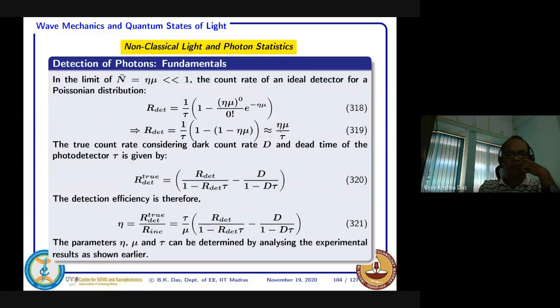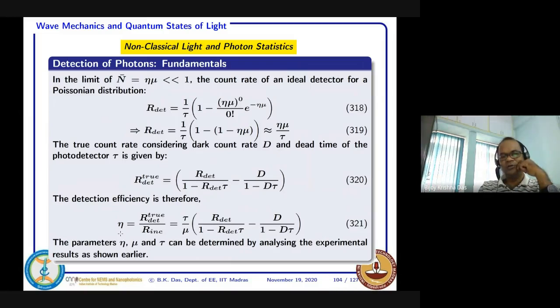This is the actual things coming. So eta will be tau by mu times R detection. So that is actually the incident. So this expression comes. Actually from this you just find this efficiency, right? I think this is correct, right? So this will be tau by mu times this one, that is the eta, right?